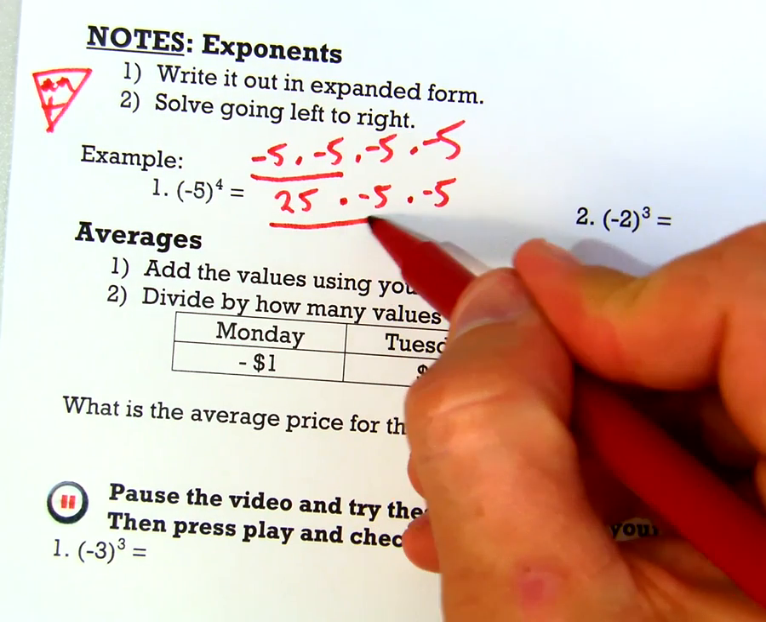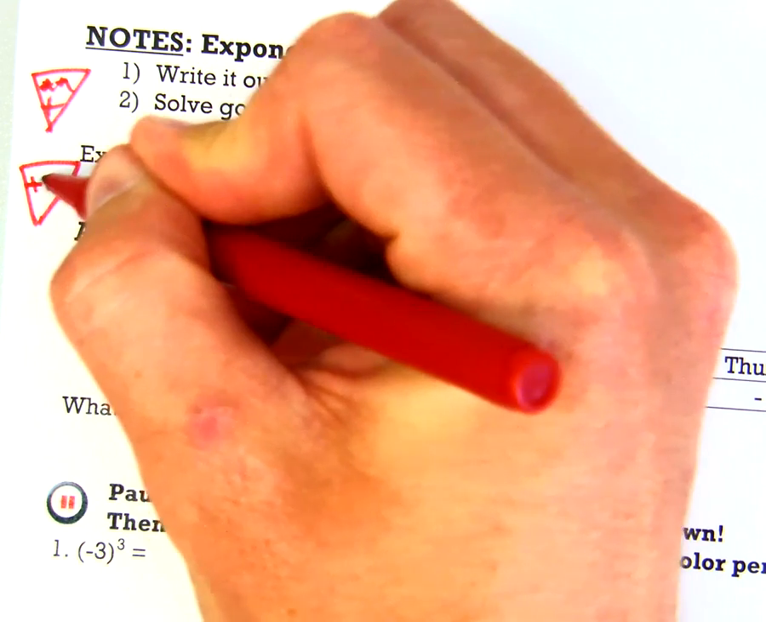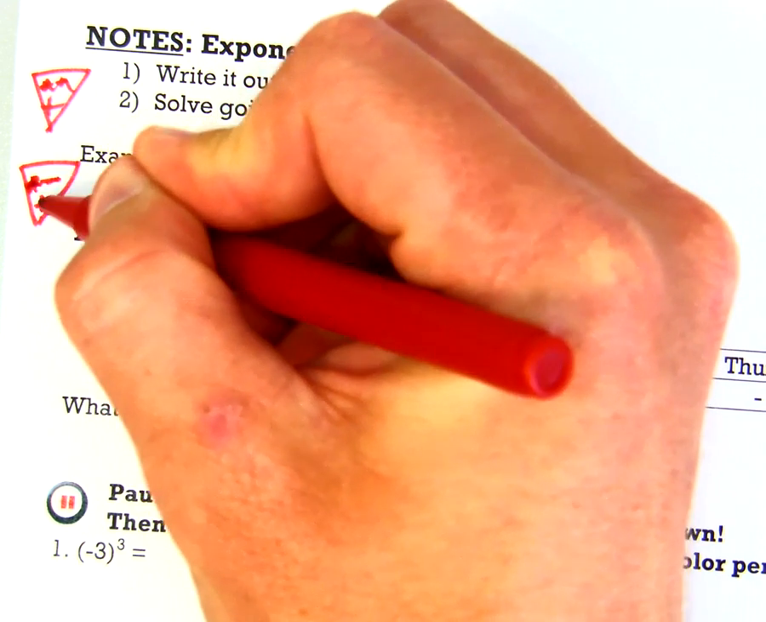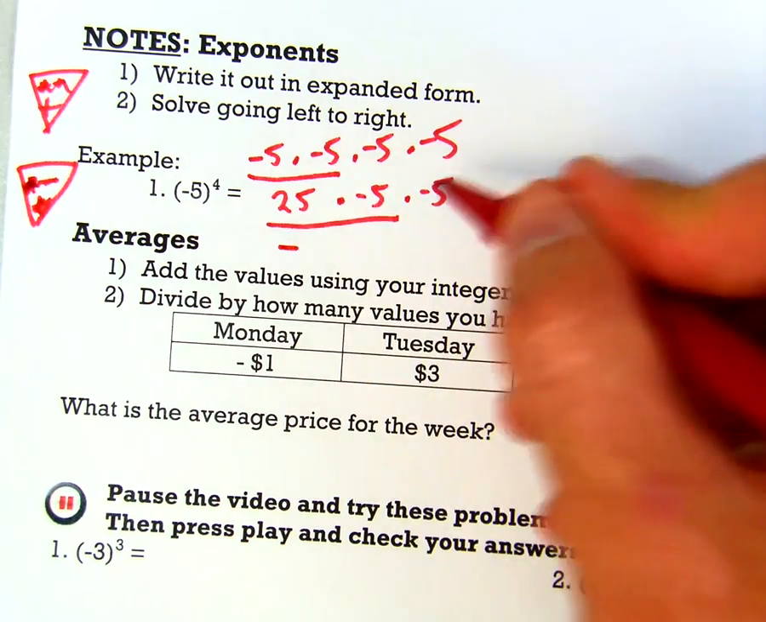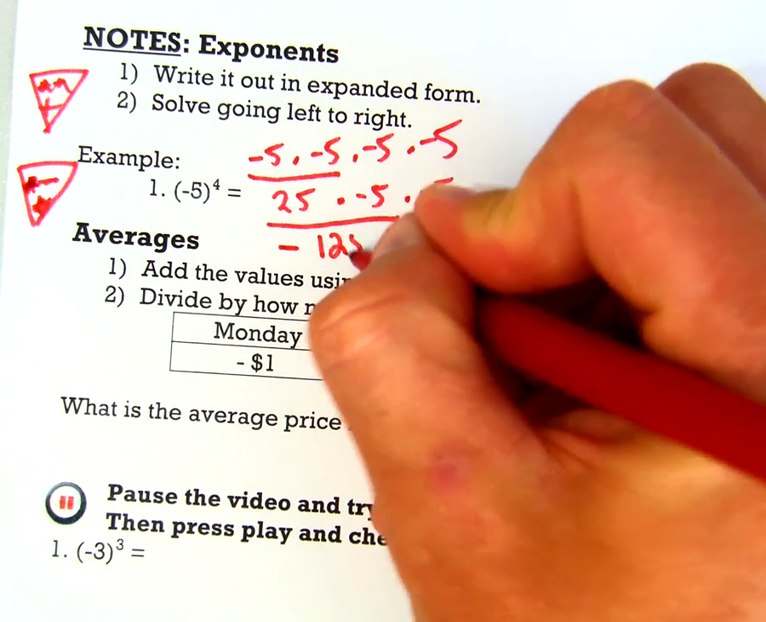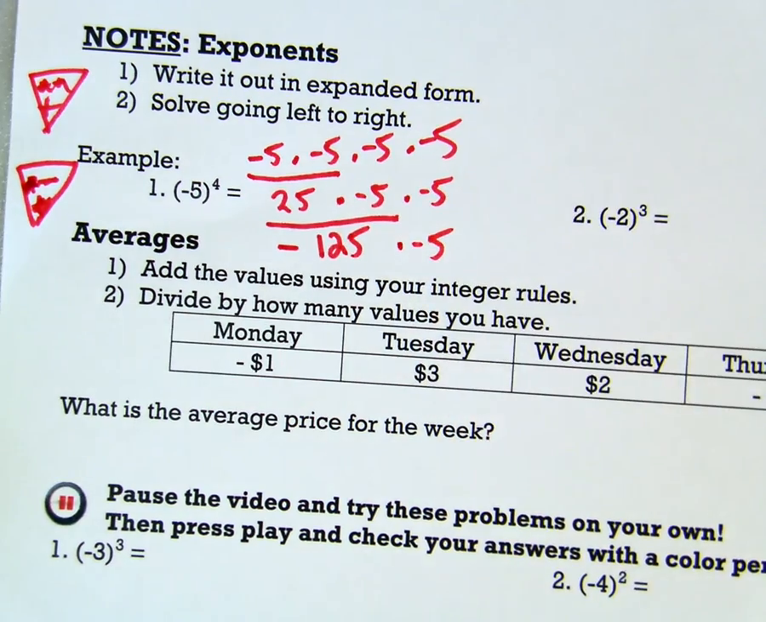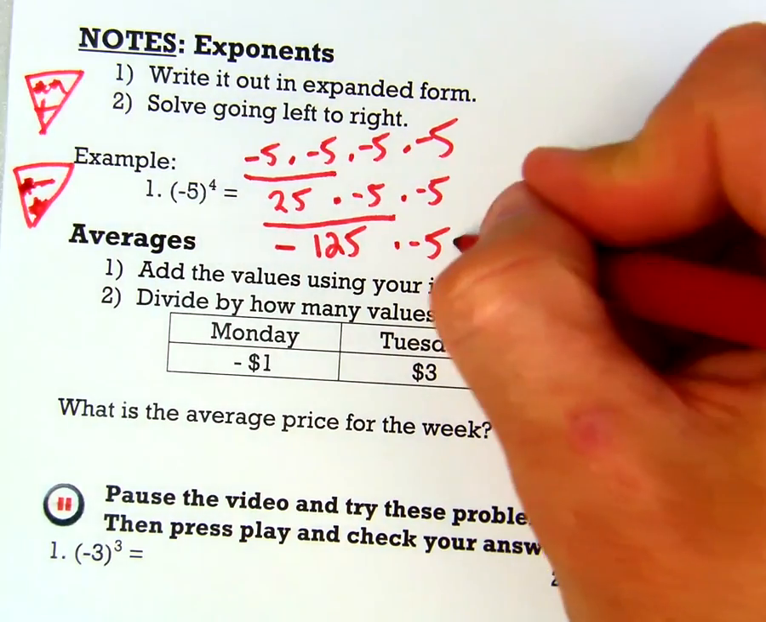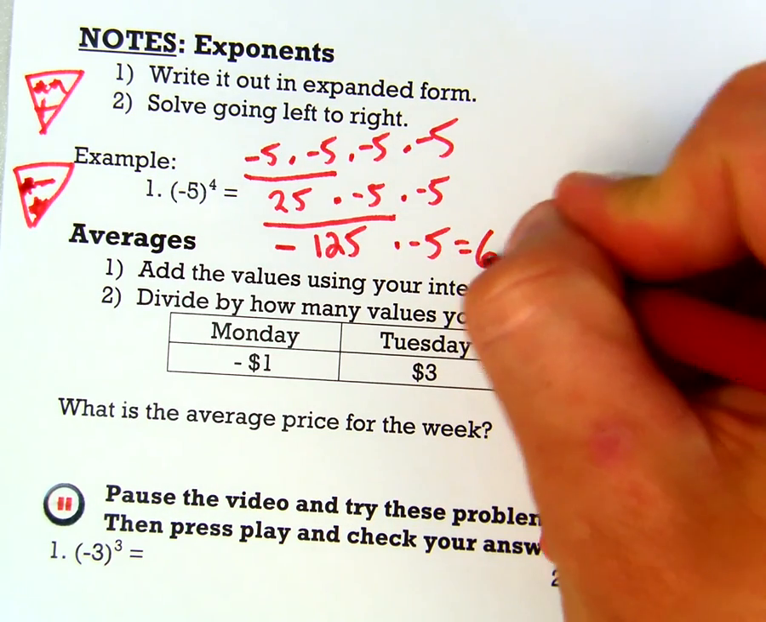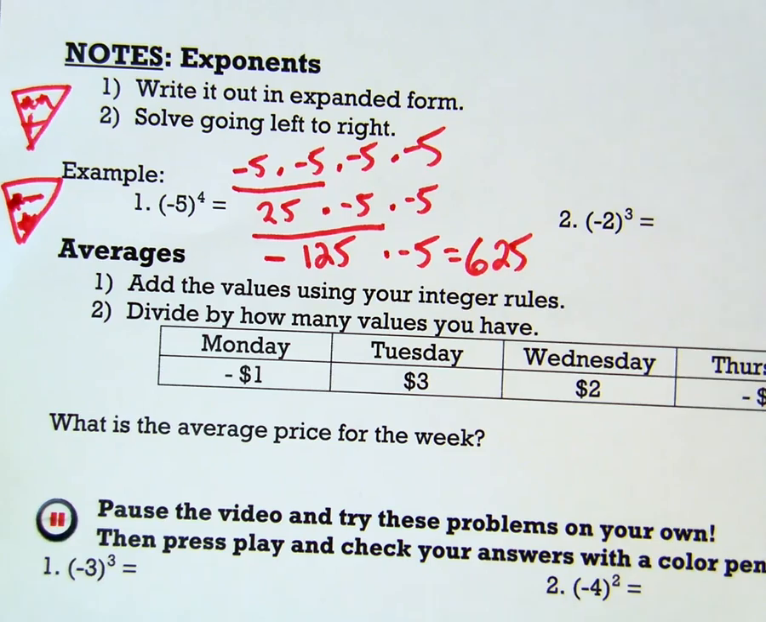I'm going to go ahead and do my next 2 here. I have a positive and a negative, which means I know my answer is going to be a negative. 25 times 5 is 125. And bring down my last negative 5. Then I have 2 negatives now, multiplying by each other, which means my answer is going to be positive, and I get an answer of 625.